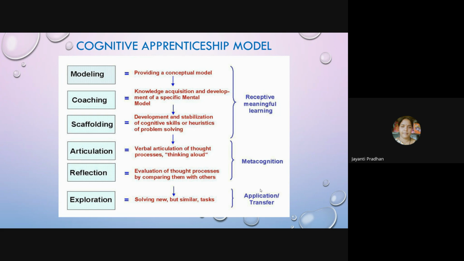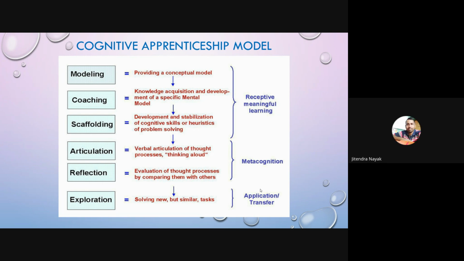Ma'am, articulation means the teacher, during modeling and coaching, demonstrates and supports them where they have a problem. They try to express what they think. Yes, they are trying to do that on the basis of.